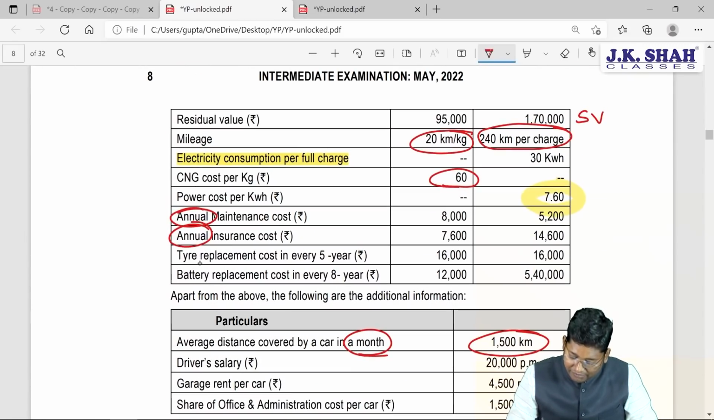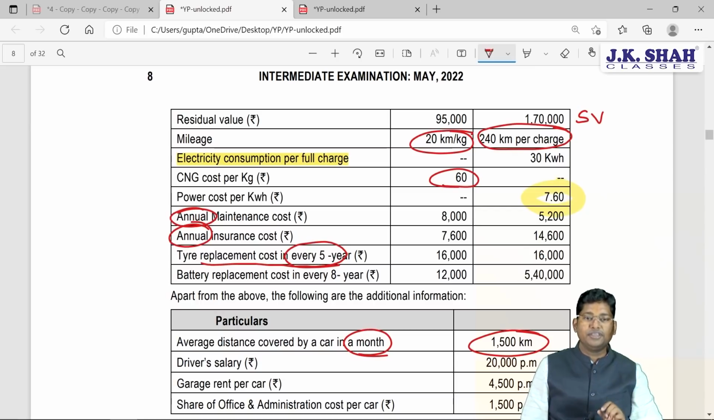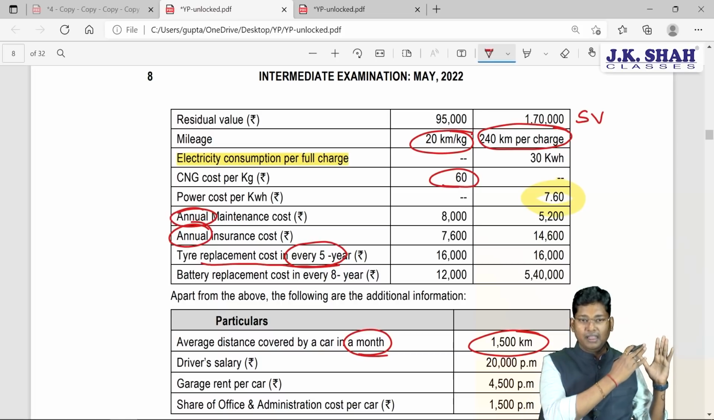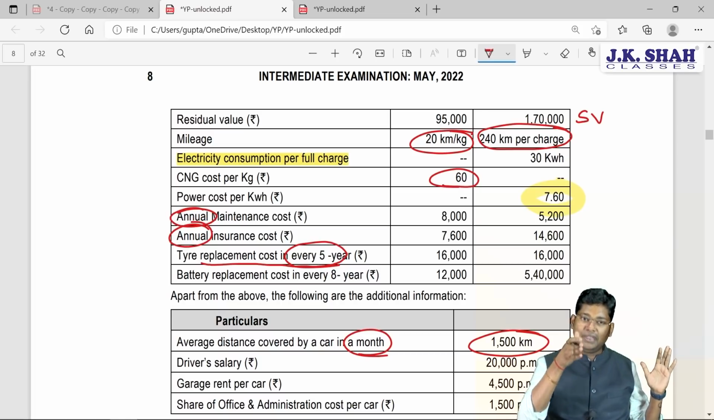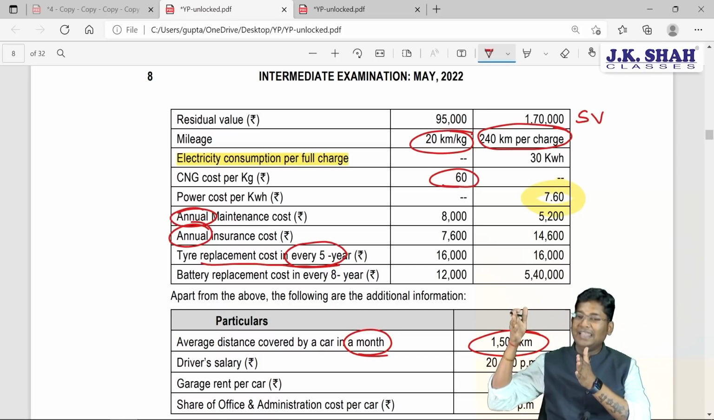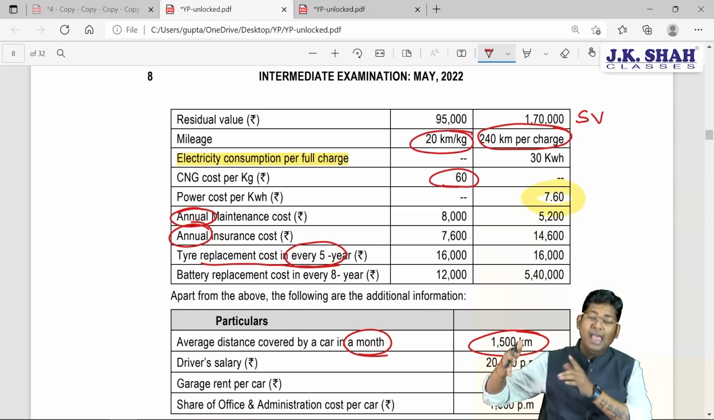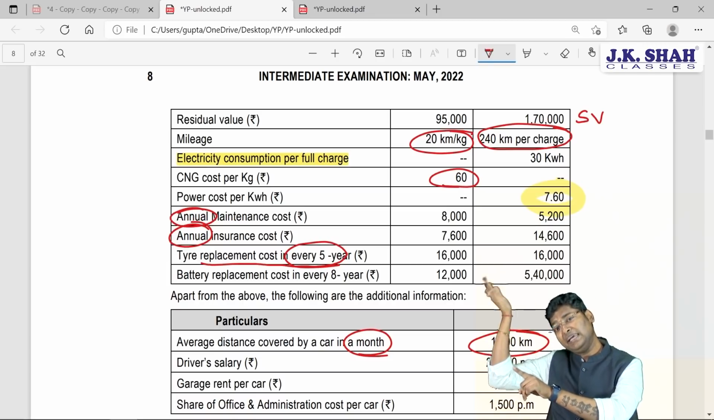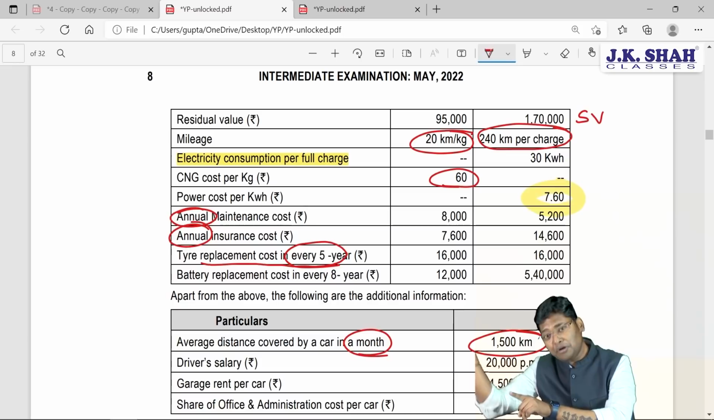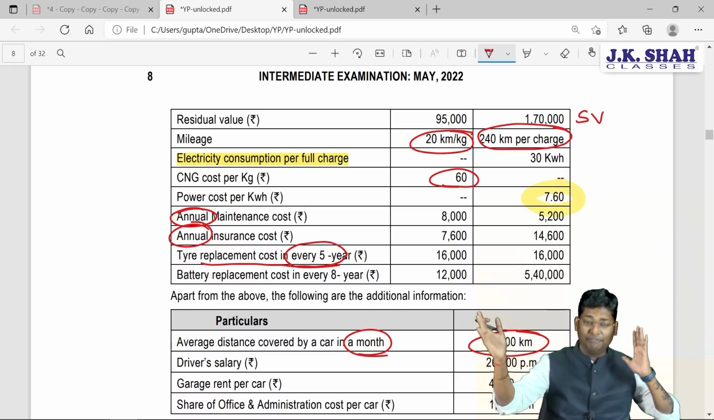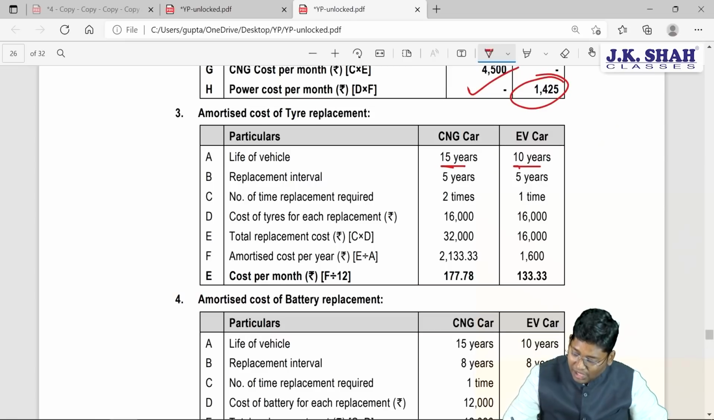Replacement duration is given. You are going to incur the tire replacement cost after every 5 years, meaning whenever you purchase the car, once 5 years are completed, you will incur the cost. Then after completing the 10th year, you will incur the cost, and after completing the 15th year, the next period you are going to incur the cost, right? So during the 15 years, you will be replacing your tire 2 times.